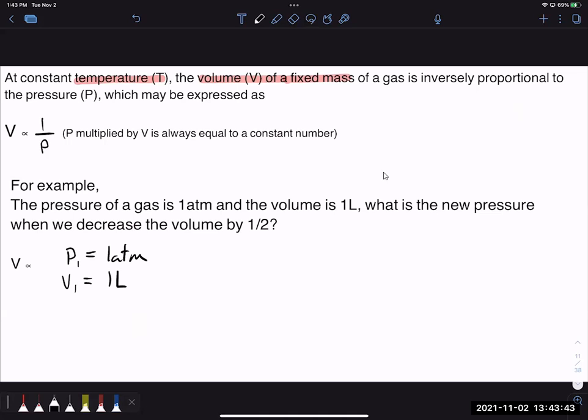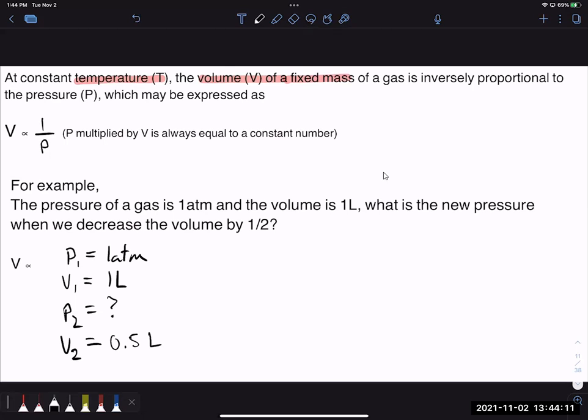And it says, what is the new pressure? Okay, so we don't know that pressure. So P2 is going to be our question mark. And it wants to know what happens when we decrease the volume by 1/2. So this is probably one of the slightly trickier ways to write this, because now our V2, excuse me, is going to be half of V1. It's going to be 0.5 liters.